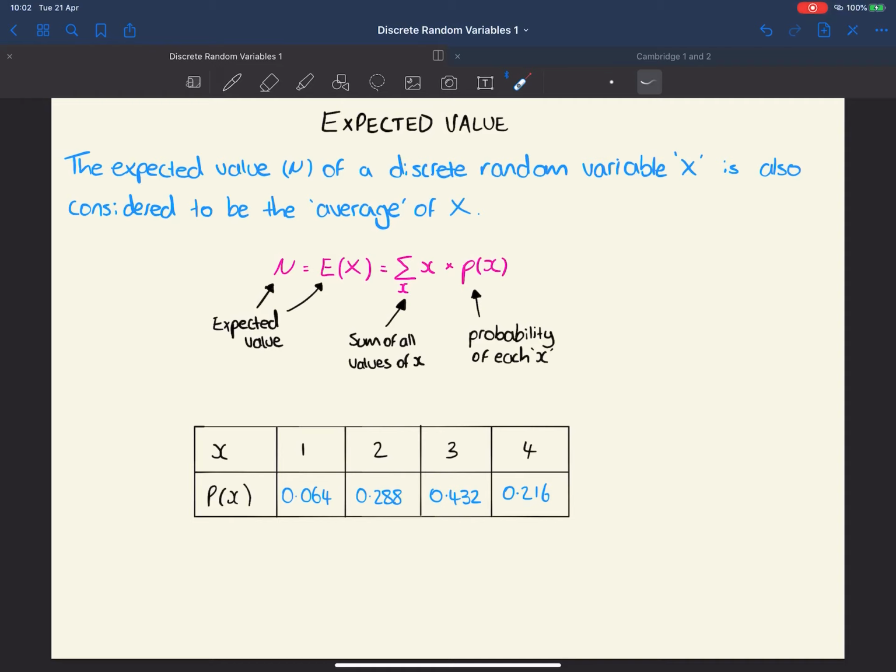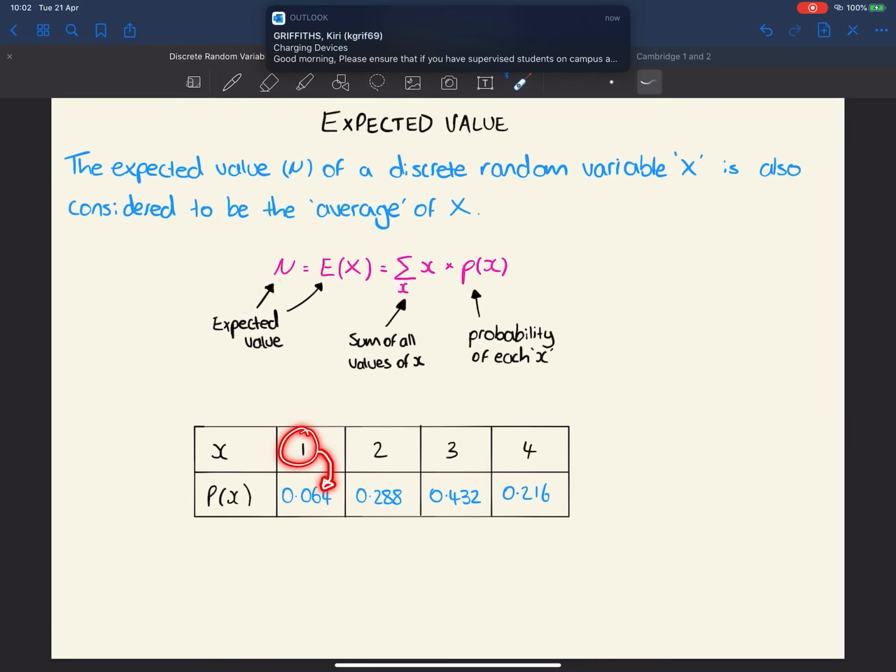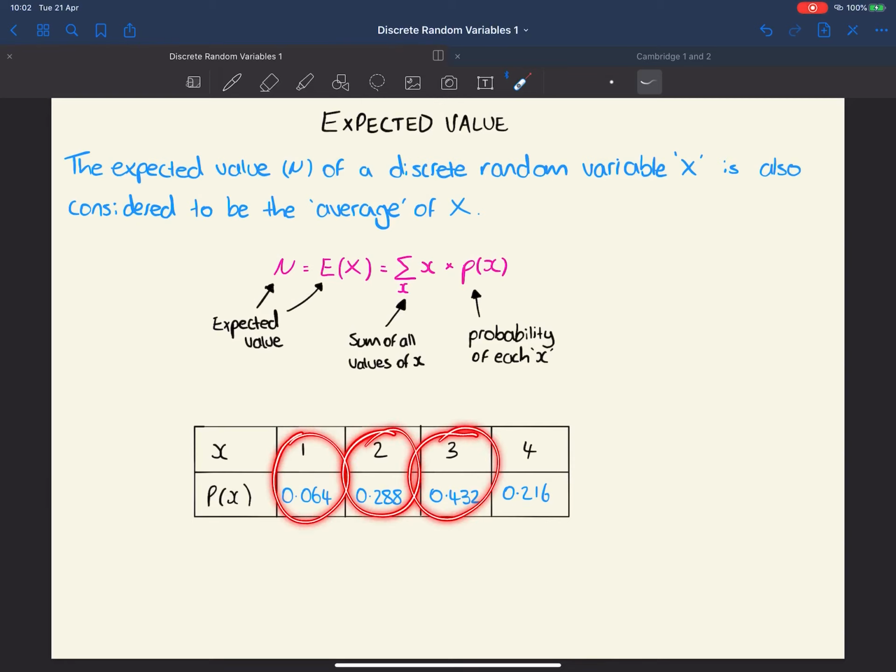So the expected value, which we give the symbol sigma, or the expected value of our variable, is equal to the sum of all values of x multiplied by the probability of each of those x's or values. So basically what you do, if you've been given a probability distribution, is you just grab your values, you multiply them by their probabilities, and you do that with each of your values, and then you just add them together. That's pretty much what you do, okay?